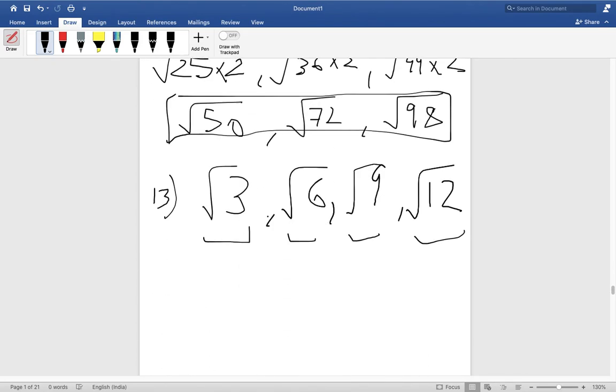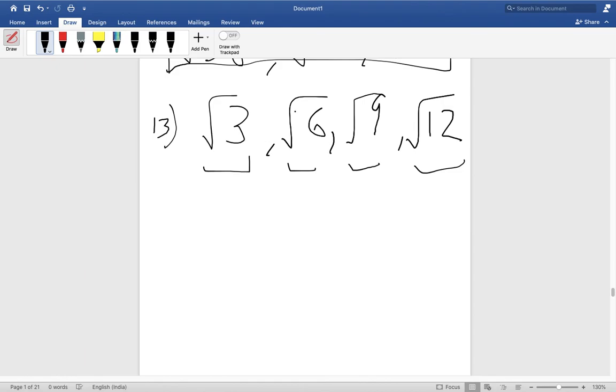And over here, if you think, maybe I'm adding 3 to each term. 3 plus 3 is 6, 6 plus 3 is 9, 9 plus 3 is 12. Maybe this looks like an AP, but is it actually an AP? Let us investigate.